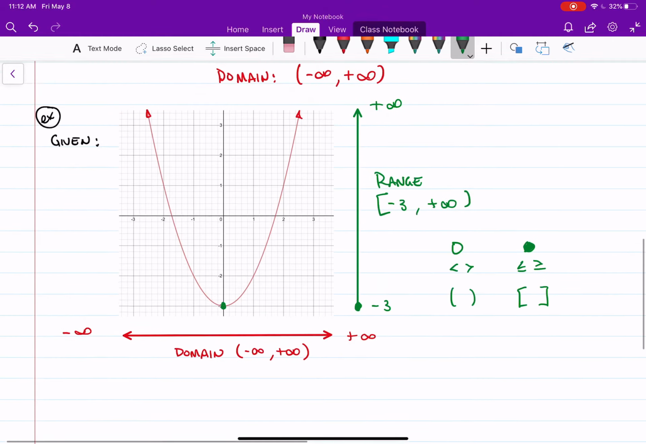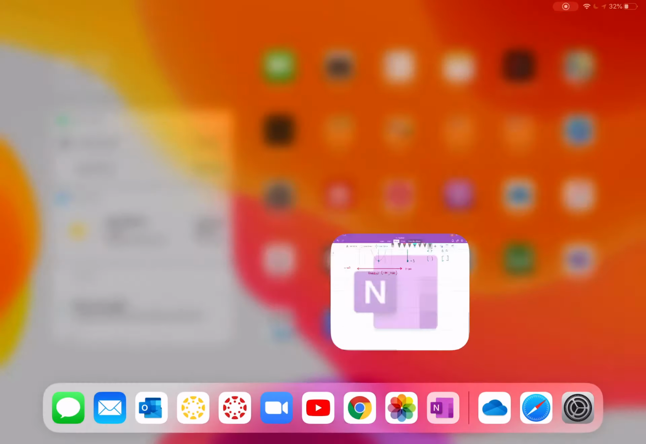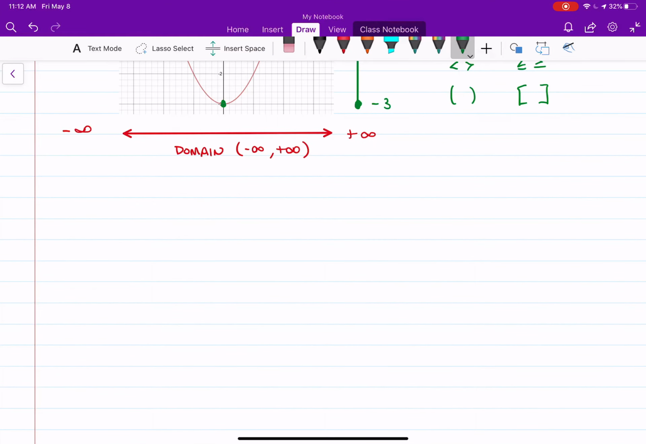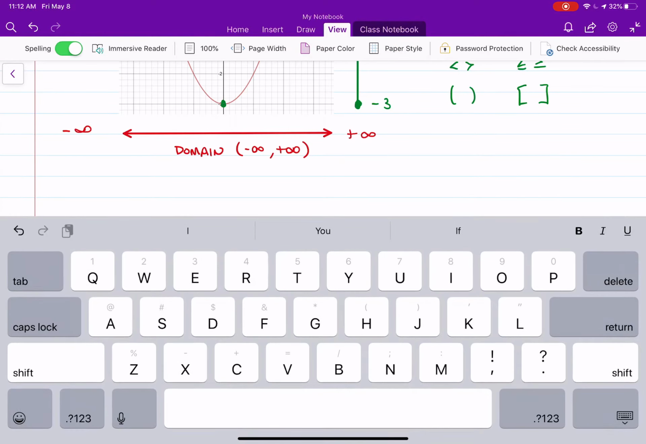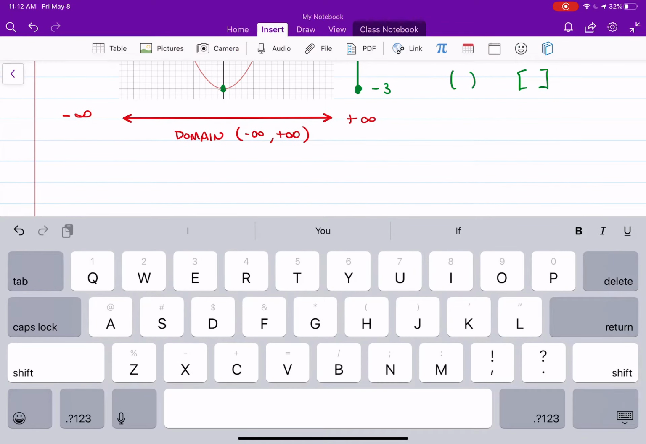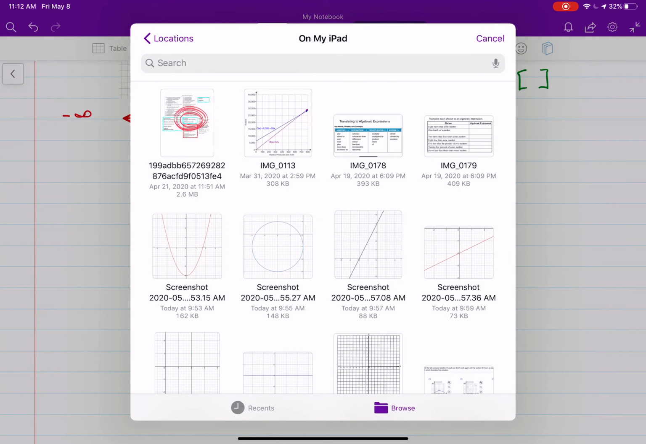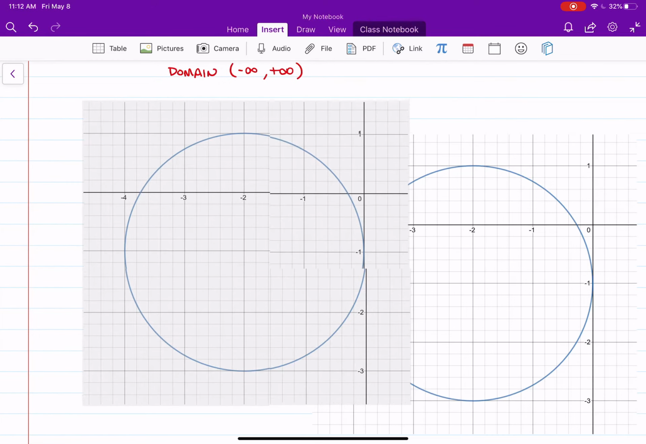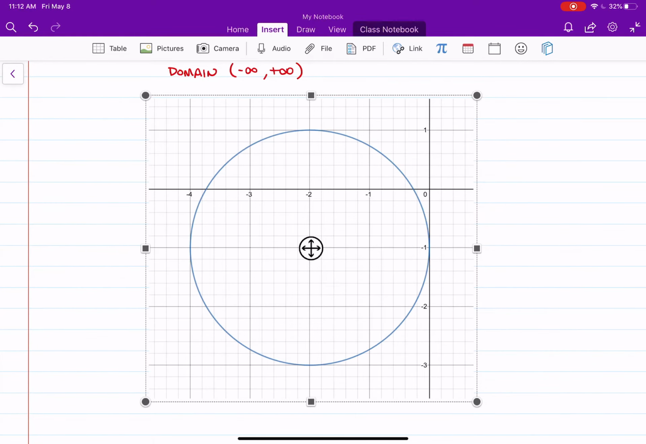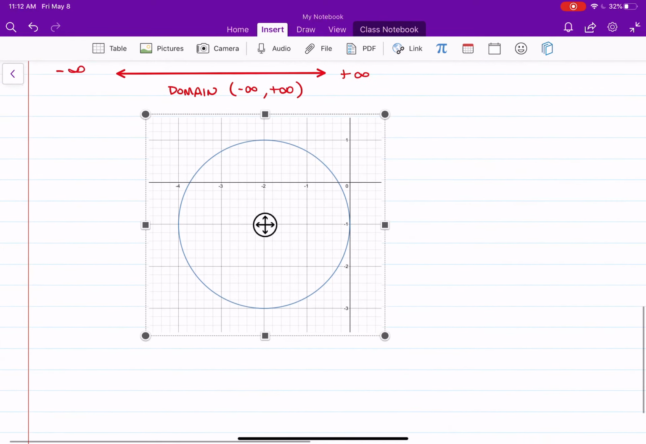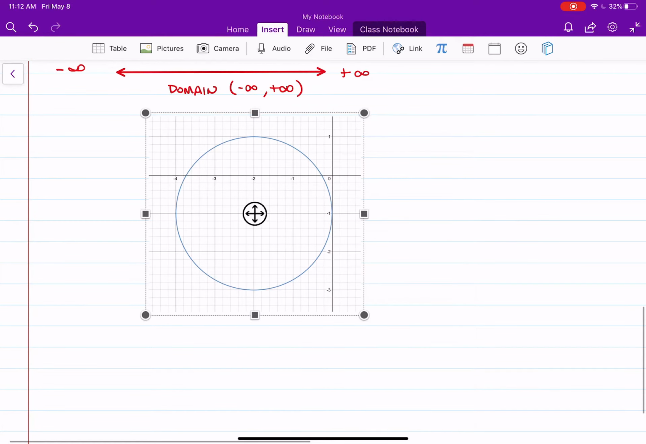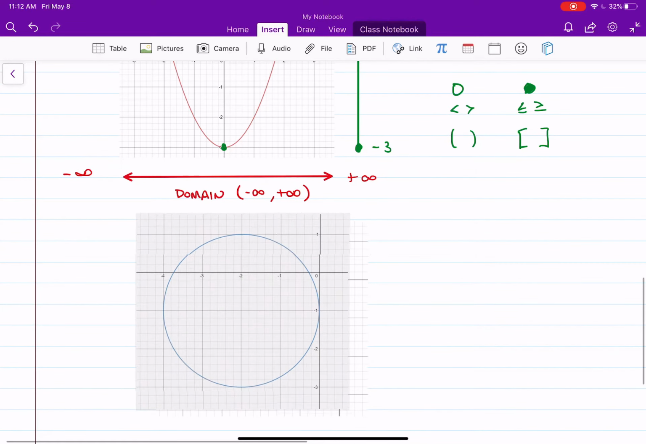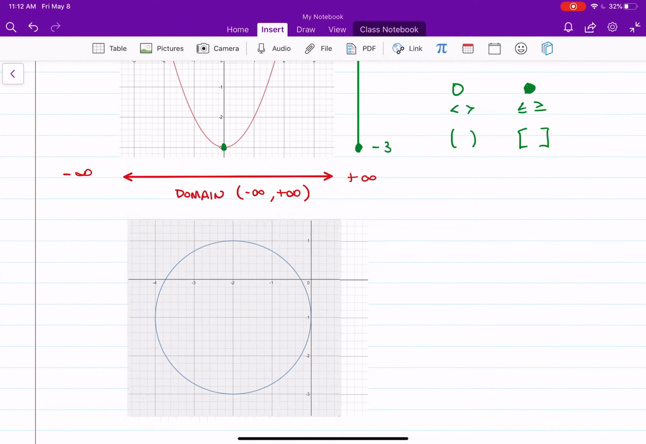So the next question is, what if we had something more like a circle? Let me shrink this a little bit, shrink this more. So what if we're given this?